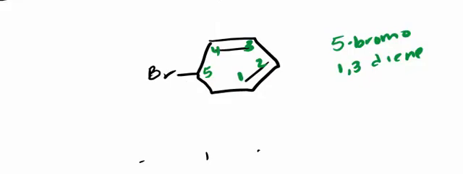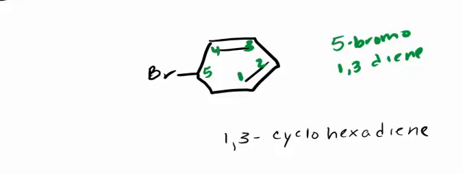So first, let's name our parent chain. Our parent chain in this case is that ring structure, that diene structure. So this is a 1,3 cyclohexadiene. That's our parent. Now let's put the bromine on. So it's 5-bromo 1,3 cyclohexadiene.